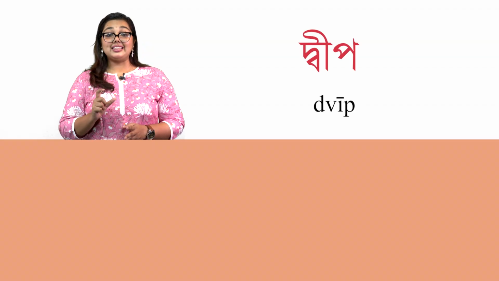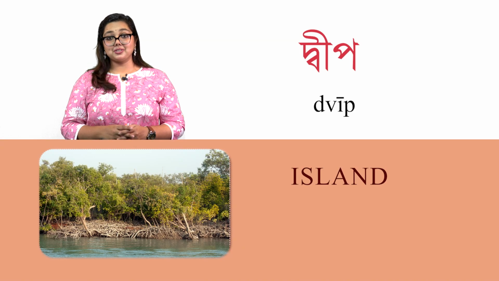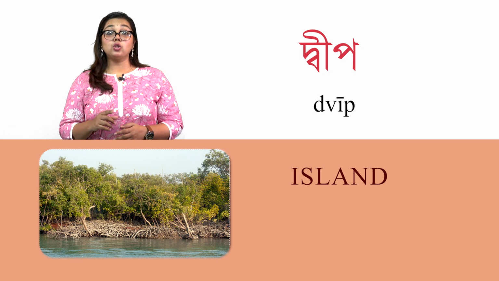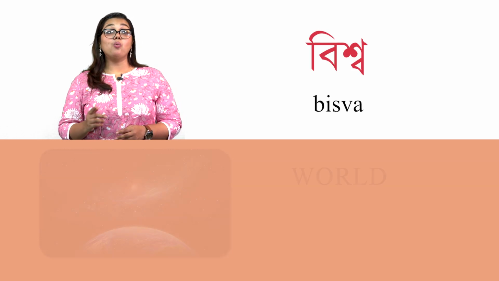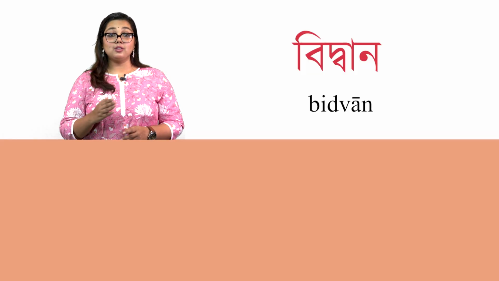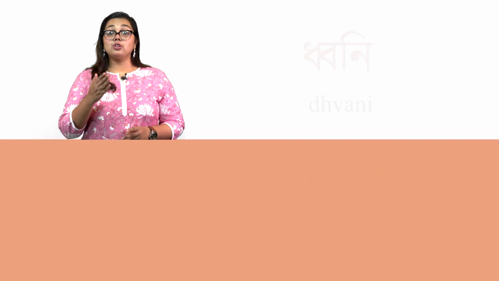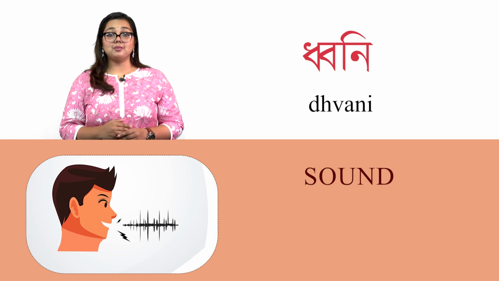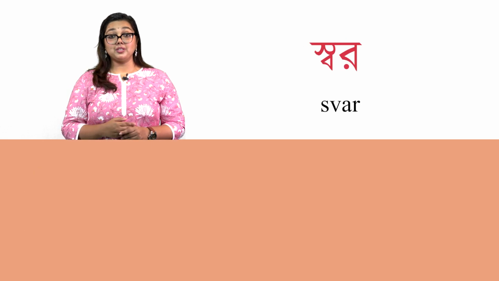Let's try out few words with ba phalā. Bangla word deep means island in English. It is spelled as doy bafala, dirghoikar, po, deep. Bangla word bisho means world in English. It is spelled as boyroshoikar, taliboshoy bofala, bisho. There are other instances as well, like biddan, which means scholar, dhoni, which means sound, shor, which means voice or tone.